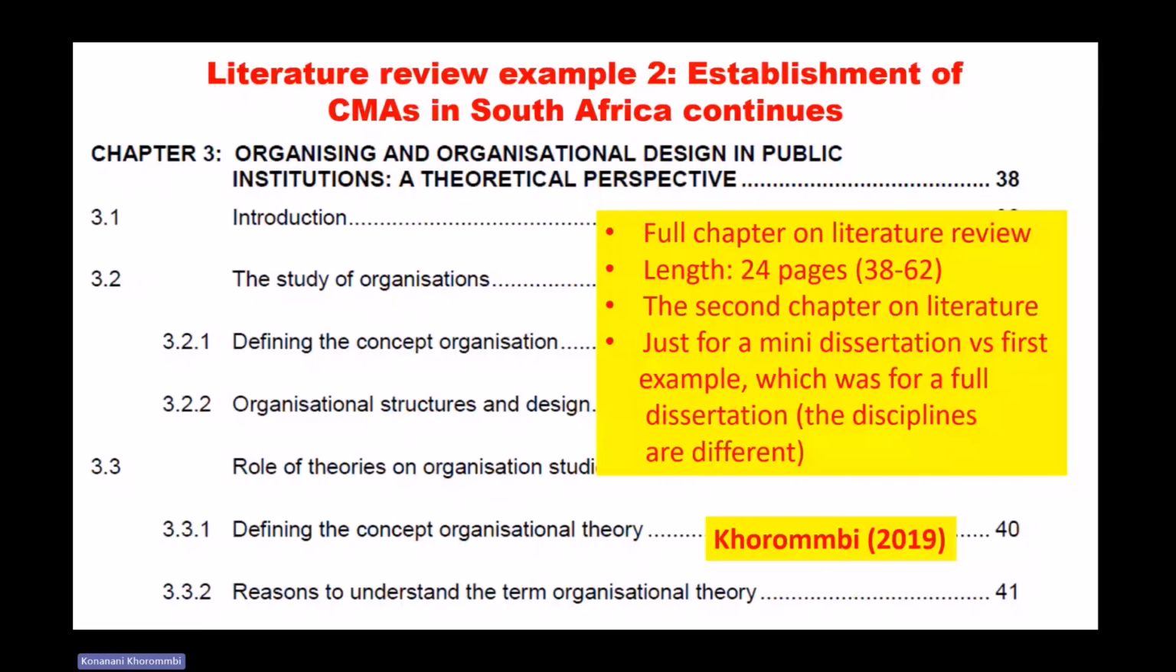The project on the establishment of catchment management agencies was a mini thesis for the master's degree. But the other one, where the literature was very short, was a full dissertation. In order to fulfill the requirement of that master's project, I did not have to do coursework. But for the catchment management agencies one, I did coursework. Still, it produced a larger report than the one where it was a full dissertation.